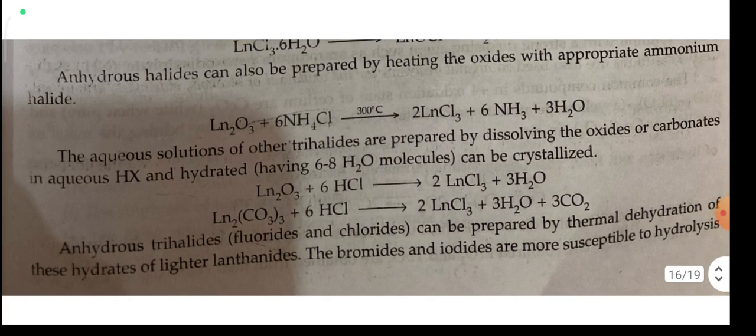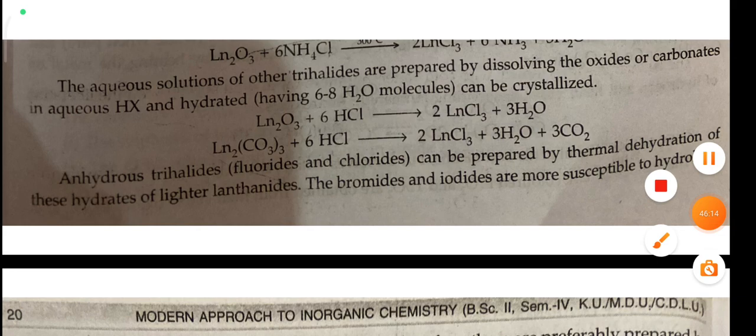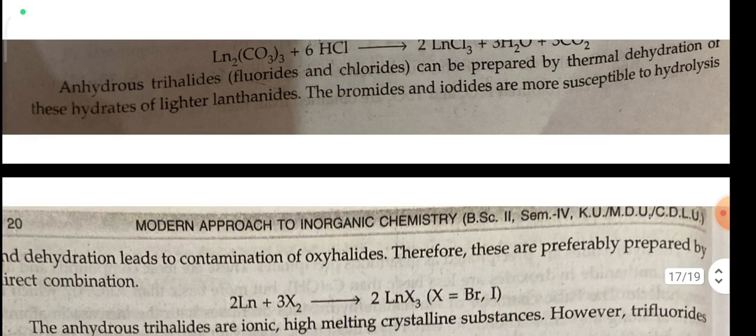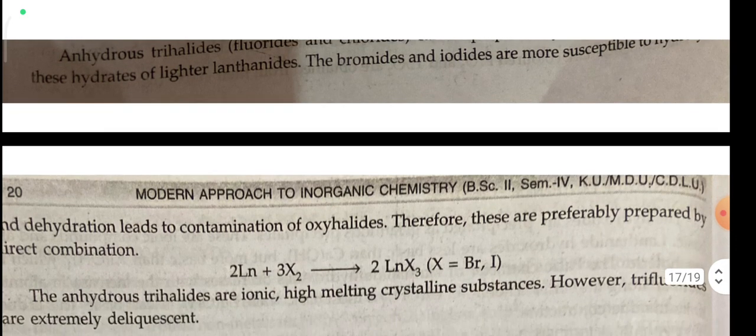Anhydrous halides can also be prepared by heating the oxides with appropriate ammonium halides. The aqueous solutions of other trihalides are prepared by dissolving the oxides or carbonates in aqueous HX, and hydrates having 6 to 8 H2O molecules can be crystallized. Anhydrous trihalides can be prepared by thermal dehydration of these hydrates. For lighter lanthanides, bromides and iodides are more susceptible to hydrolysis.